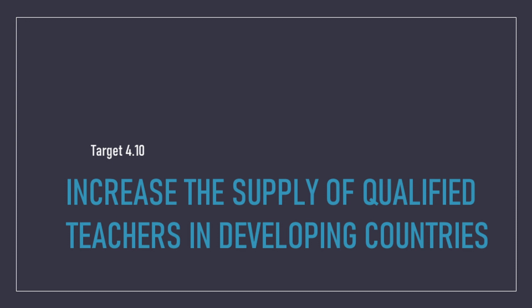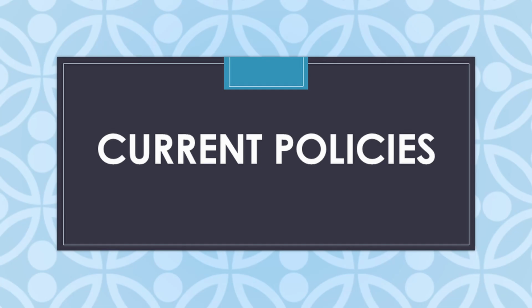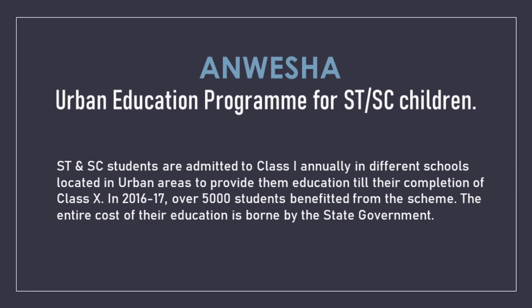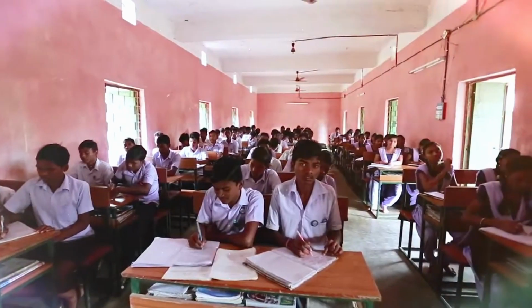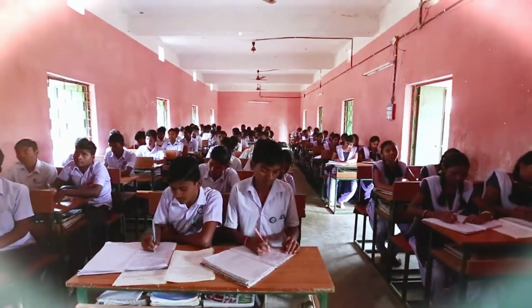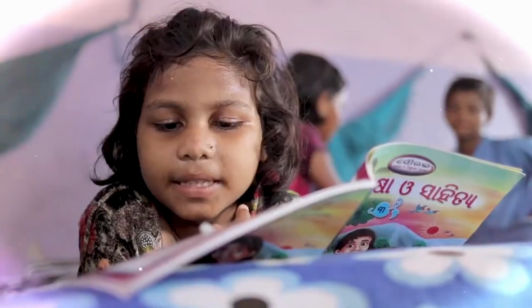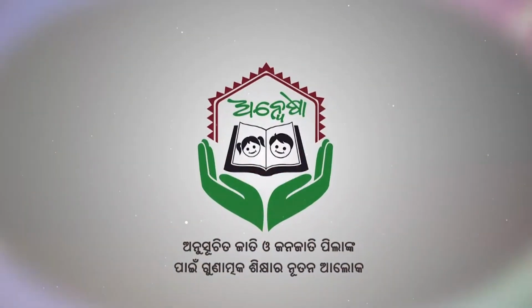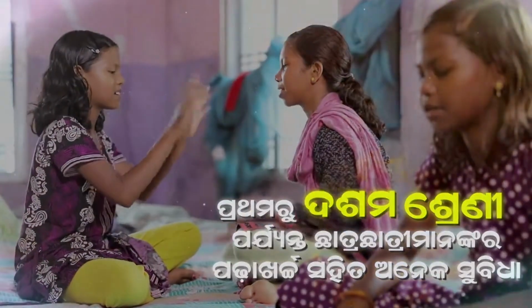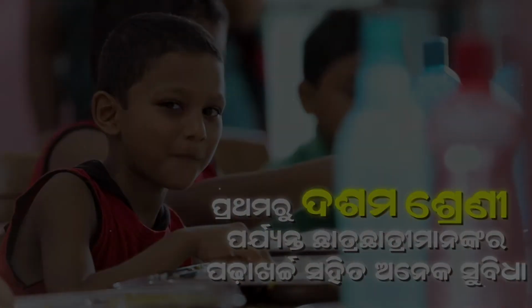teachers to such areas. Anvesha is an urban education program for ST/SC children. ST and SC students are admitted to class 1 annually in different schools located in urban areas to provide them education till their completion of class 10. In 2016-17, over 5,000 students benefited from the scheme. The entire cost of their education is borne by the state government.